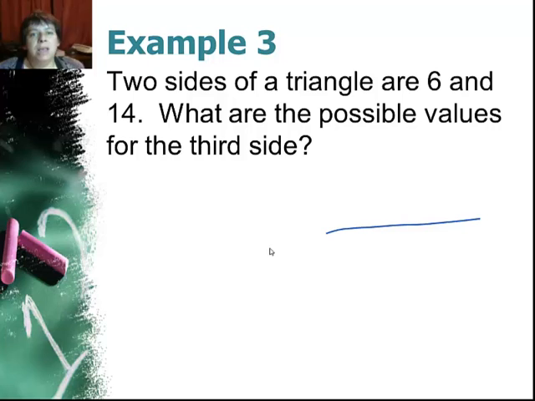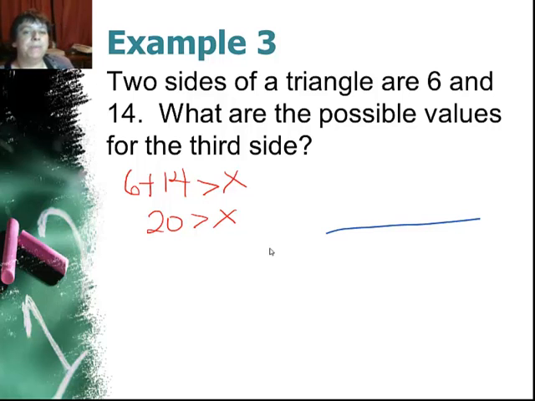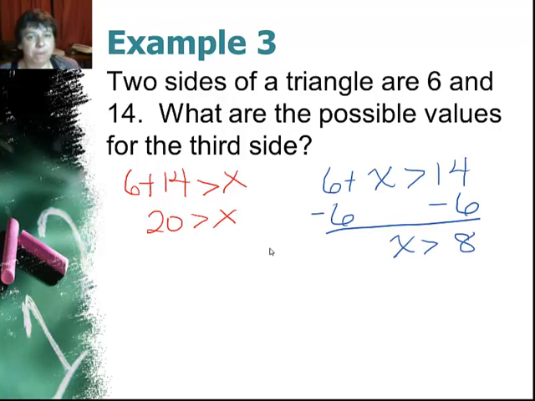value. So in this example, two sides of a triangle are 6 and 14. What are the possible values for the third side? Well, again, I'm going to assume these are the two shortest sides, so 6 plus 14 has to be more than x, or 20 has to be more than x. So that would be my maximum, just under 20. Then I'm going to assume that the 6 is the short side and the 14 is the long side and substitute in there. Solving for x, I say x must be larger than 8.